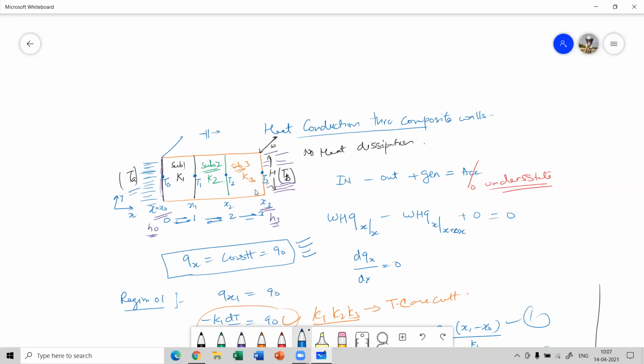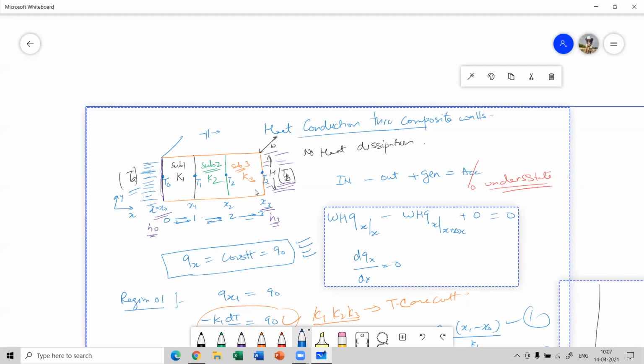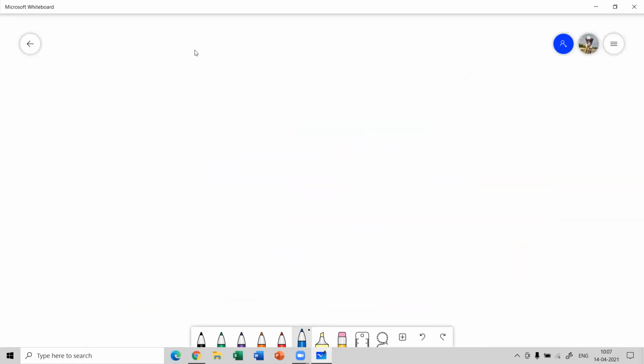We have now the composite wall in a cylindrical shape. Everything remains the same, but instead of the rectangular coordinates, now we have the circular system. For a composite cylindrical system, let's say we have an inner radius, and the temperature of the fluid inside this is, let's say, TA. Let me make a bigger one, that will be easy.